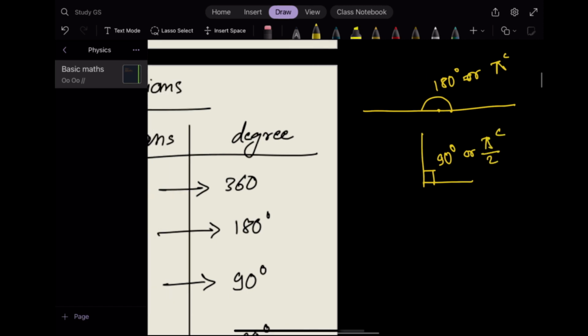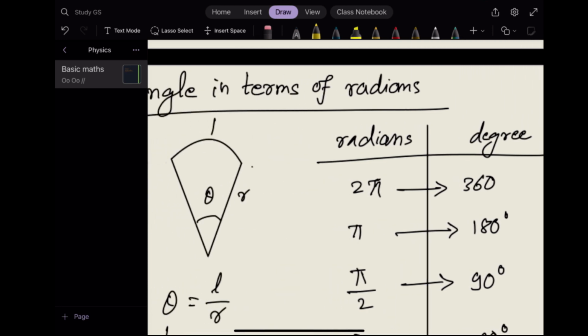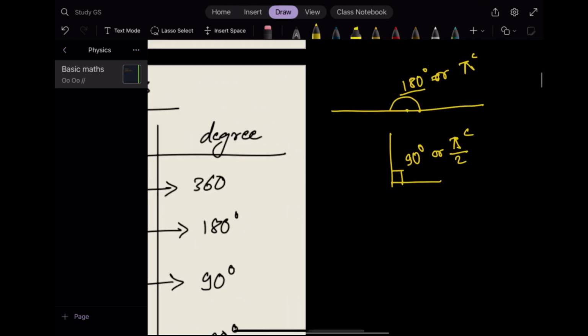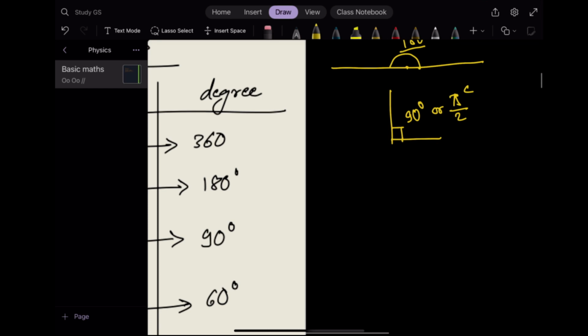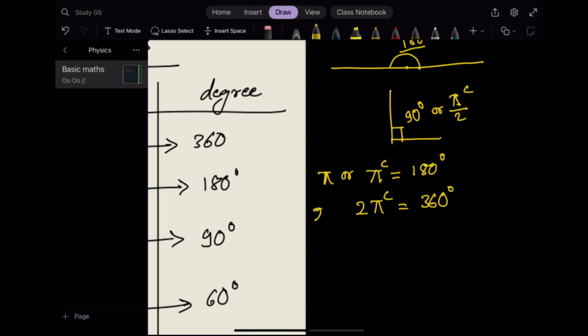So there are two ways to represent an angle. One is the degree method, another one is the radian method. In case of radian, you use pi, and the value of pi is 180 degree. The value of 2 pi radian is 360 degree. We can write pi or pi radian, 2 pi or 2 pi radian.